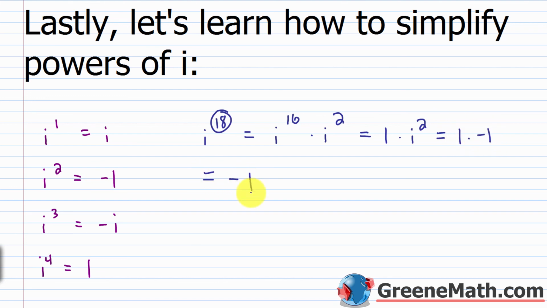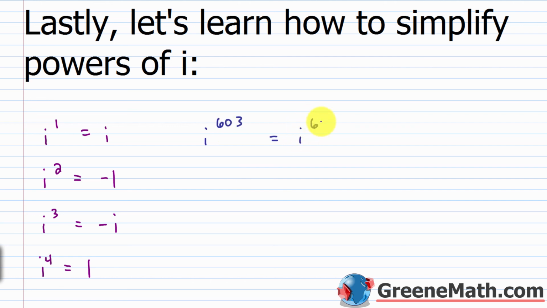It's really that simple. If I looked at something really, really big, let's say I saw something like i to the power of, I don't know, let's say 603. Well, I would know that if I came across 600, that's divisible by 4. So I could write this as i to the power of 600 times i to the power of 3. So again, if you see i to a power that's divisible by 4, 600 being divisible by 4, we can just mark it out and say this is 1.